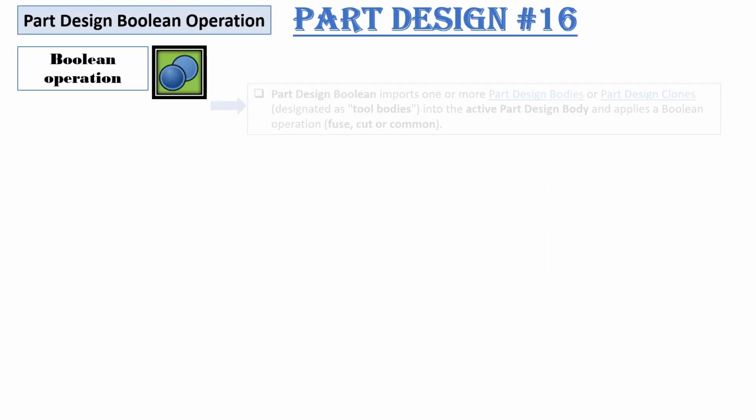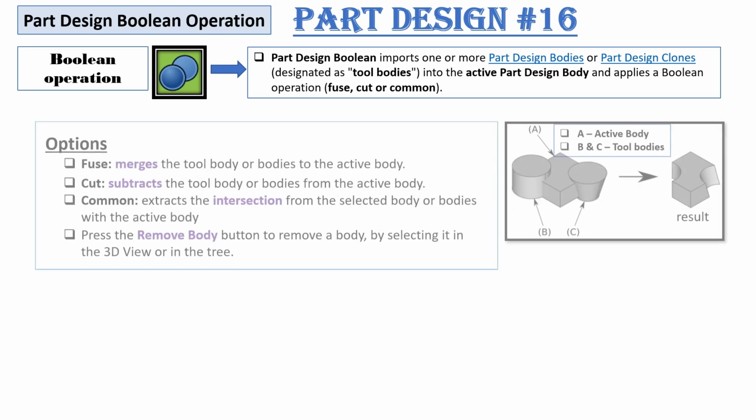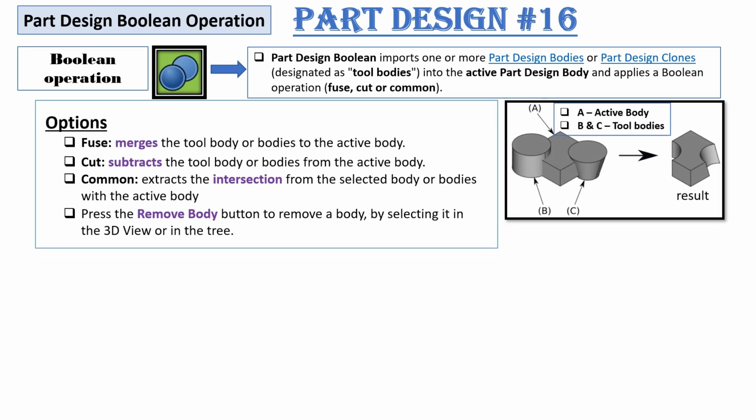Part Design Boolean imports one or more part design bodies designated as tool bodies into the active part design body and applies a Boolean operation: fuse, cut, or common. This tool is used to add, remove, or find the common material between the active body and the tool bodies. Here you find the Boolean operation options and their definitions.